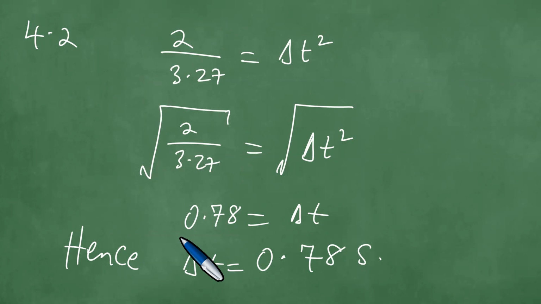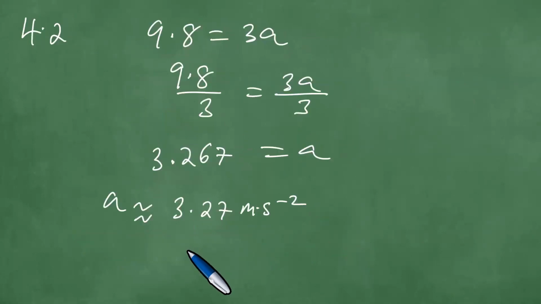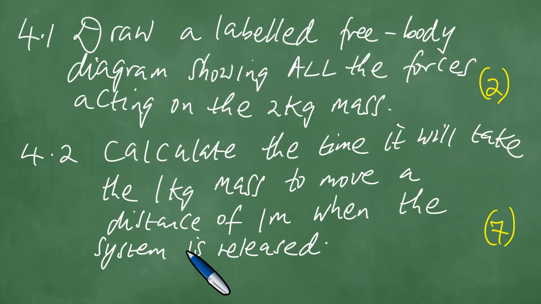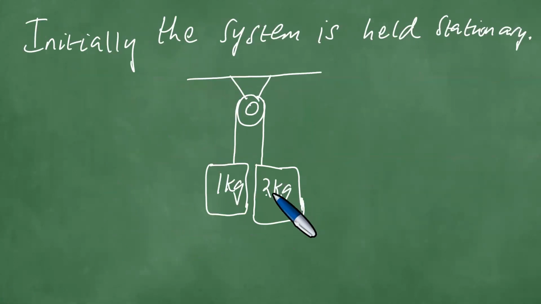So, okay, look at the question. The question was, calculate the time it will take for the 1 kg mass to move a distance of 1 meter when the system is released. Okay, and here's the system. When the system is released, because it is now supported and is not moving, but when the system is released, we said the 2 kg block is heavier and therefore it's going to go down and the 1 kg block is going to go up.